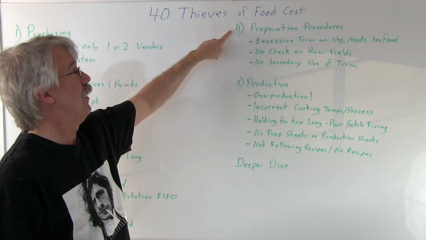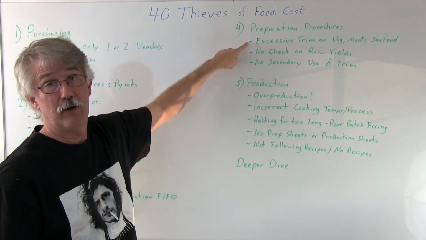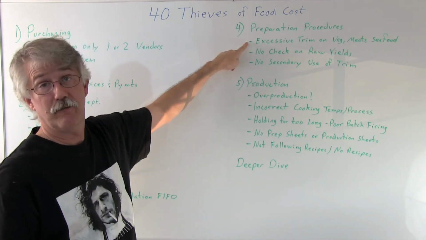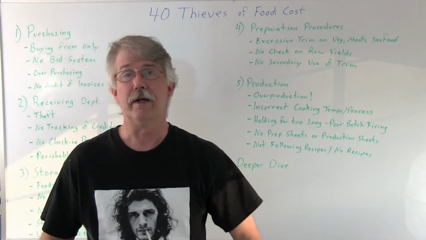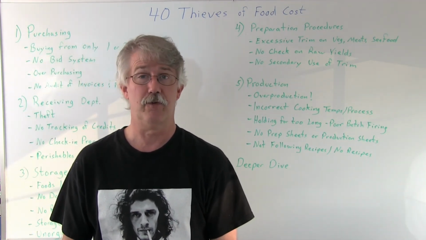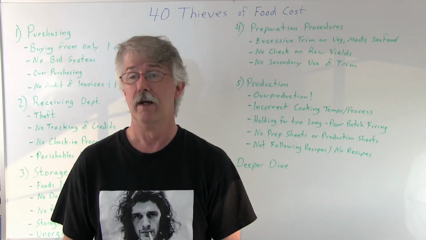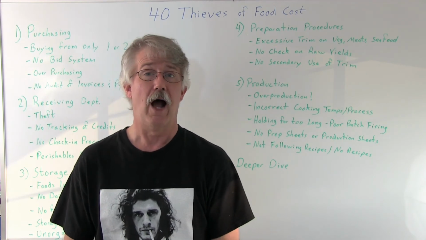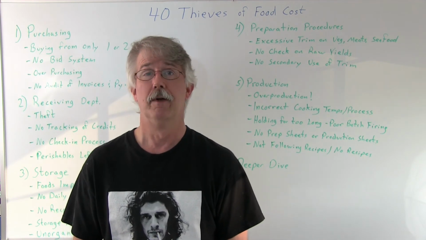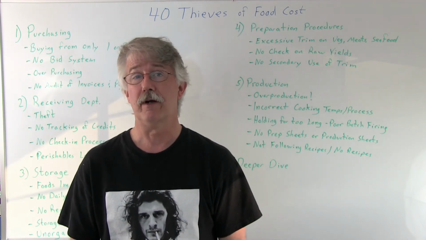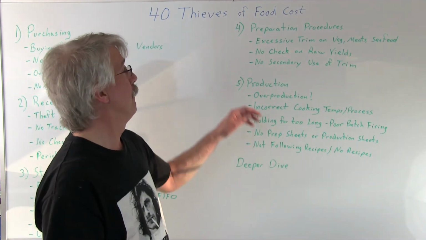Next area is preparation procedures. A lot of times there's excessive trim on vegetables, meats, and seafood. You need to have a spec on, if you're breaking down salmon, what yield percentage you expect out of that. How do you train the guys to do it properly? How about on a bell pepper or an onion? How much trim is cut off of that? And are you using some of that trim? People that aren't properly trained are just going to do whatever is easiest. So you need to train them properly.